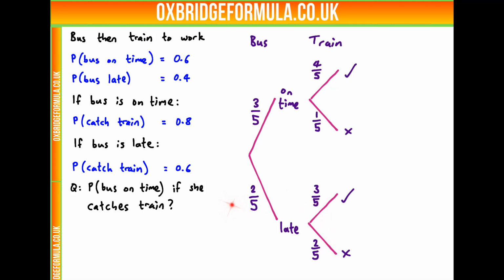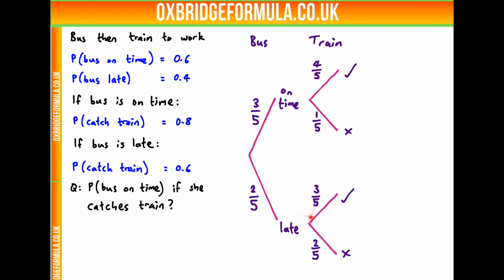And so now, how can we use this diagram to answer the question that we're asked? Given that she did catch the train, what is the probability that the bus was on time? Which parts of this diagram are we interested in? We want the two paths that lead to her catching the train. Initially, we have the bus being on time and then her catching the train. But also, she could have caught the train if the bus was late by following this path through the tree.